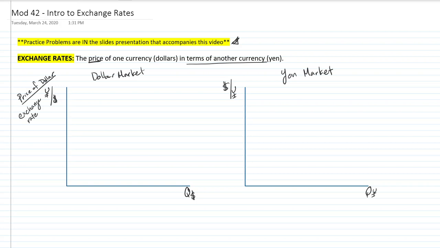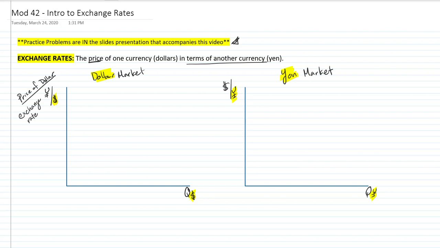And my little hint here: whatever is on the top of this market, dollar, goes on the bottom of the market and goes on the bottom of the fraction, right? Whatever's on the top of the market, yen, goes on the bottom of the market and the bottom of the fraction to help you remember how to work that. Great. Okay, let's get to actually looking at these markets.